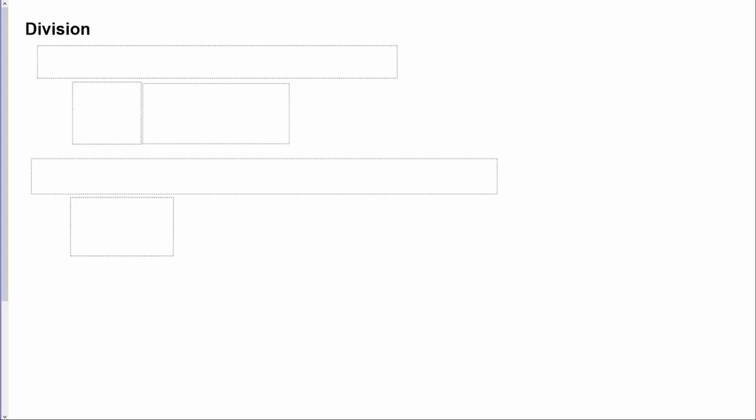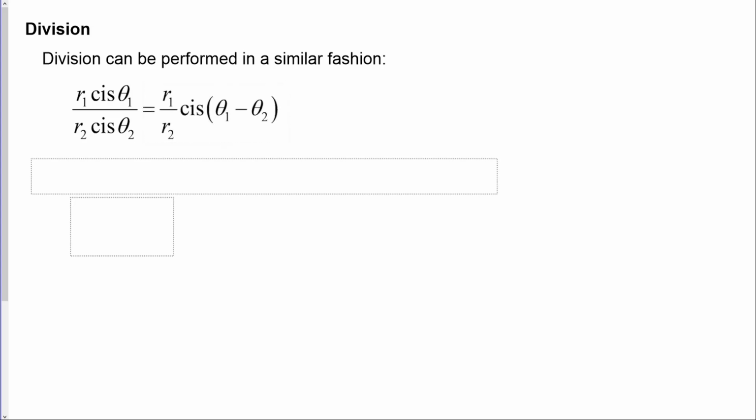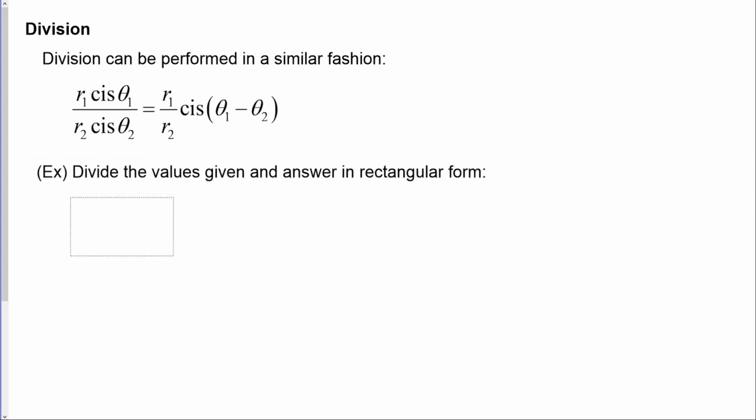Division. So we're going through all the different operations here. We've done addition, subtraction, multiplication. The next up is division. Division can be performed in a similar fashion. So when you're dividing two complex numbers in trig form, you divide their radii and subtract their angle measures. So for example, let's divide these values and we'll give our answer in rectangular form.